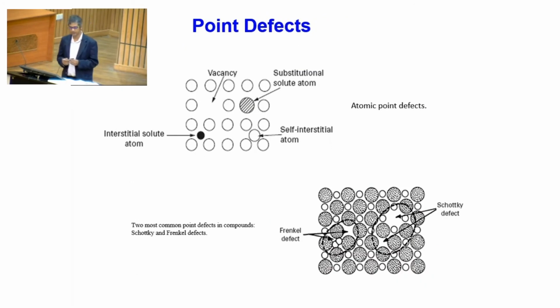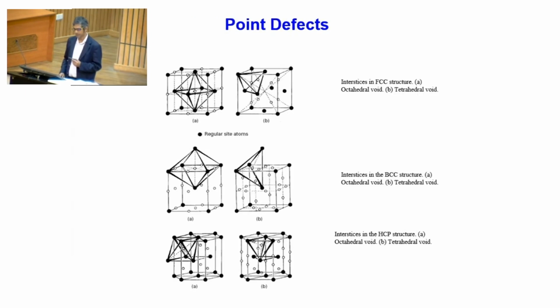Then we will discuss something about the point defects. Defects can be point defects. Point defects can be vacancy or interstitial, or maybe substitutional solid solution atoms, or maybe self-interstitial. In normal metallic materials, or in ceramics or the kind of ionic materials, you can have Frenkel or Schottky defects. All of you have probably read about it. There are different types of voids, like octahedral and tetrahedral voids. They actually are also point defects.